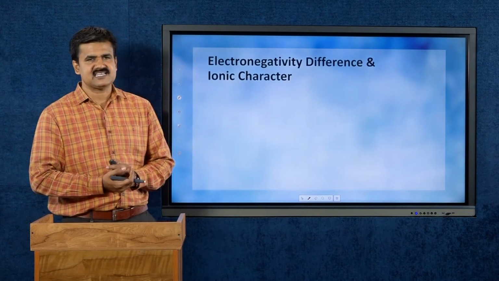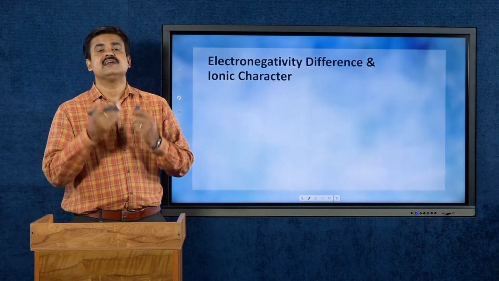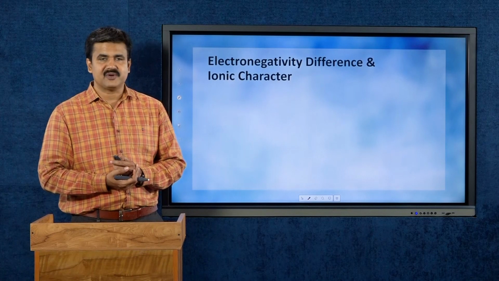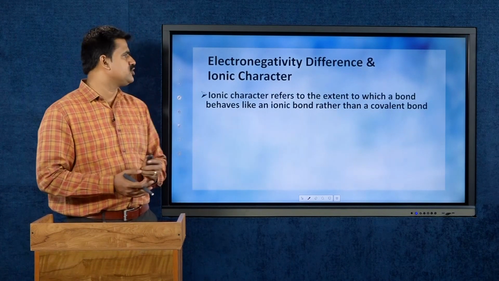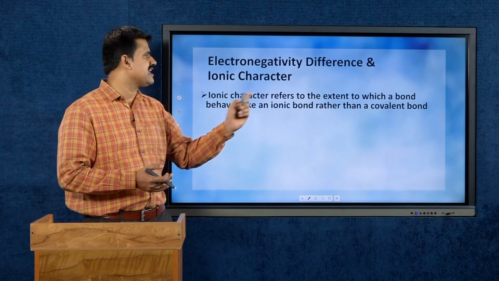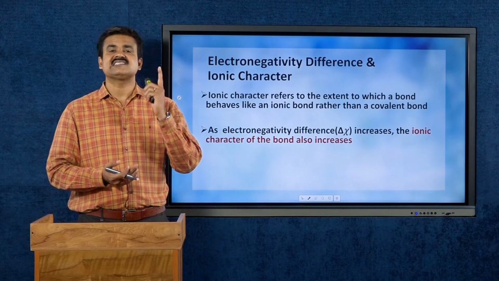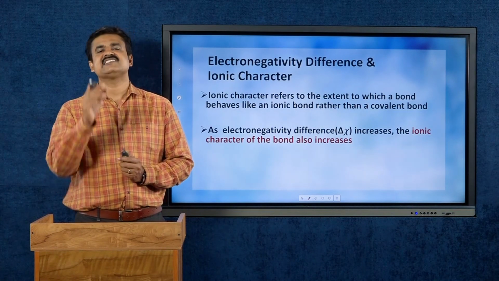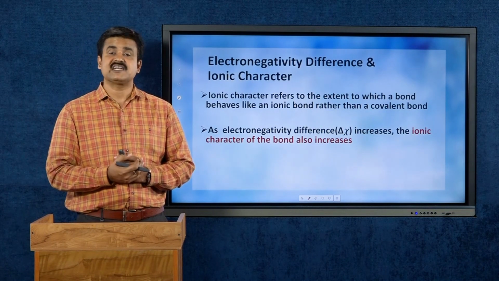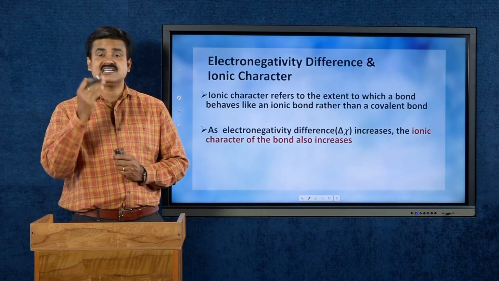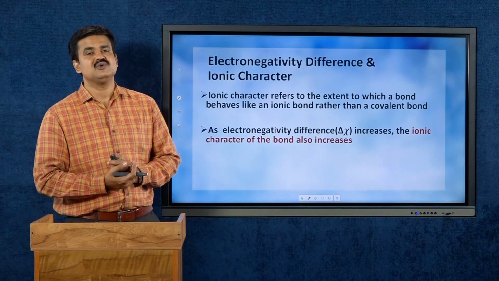Now we are discussing the quantitative relation between electronegativity difference and ionic character. Ionic character refers to the extent to which a bond behaves like an ionic bond rather than a covalent bond. The electronegativity difference, abbreviated as delta chi, is the electronegativity difference between the participating atoms in a bond. As delta chi increases, the ionic character of the bond also increases.